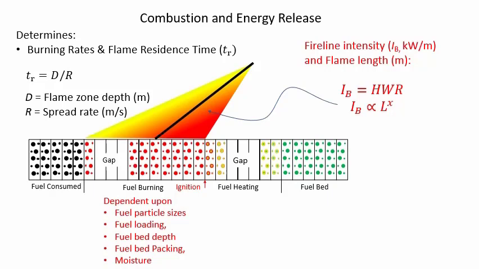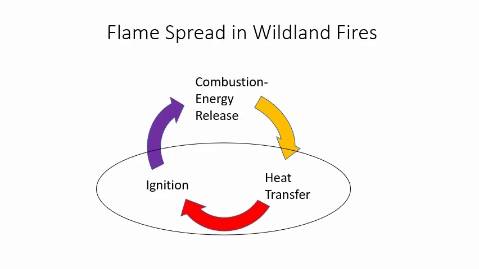Now, fireline intensity is related to flame length. There are lots of different empirical relations here, so I just put I sub B is proportional to flame length to some power. So the bigger the flames, the more intensity. We can't see intensity, and so flame length is a great proxy for intensity. Big flames mean high energy release rate from the total flaming front. So we know about combustion and energy release in flaming. Let's talk about the other parts of the circle of life for fire. One is the heat transfer and how that influences ignition.